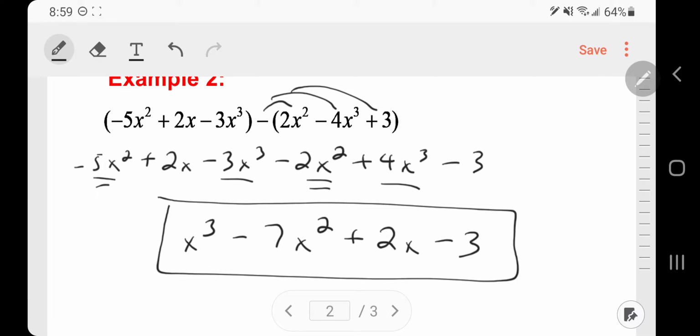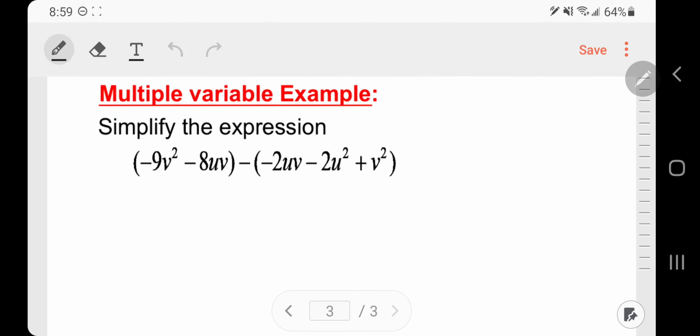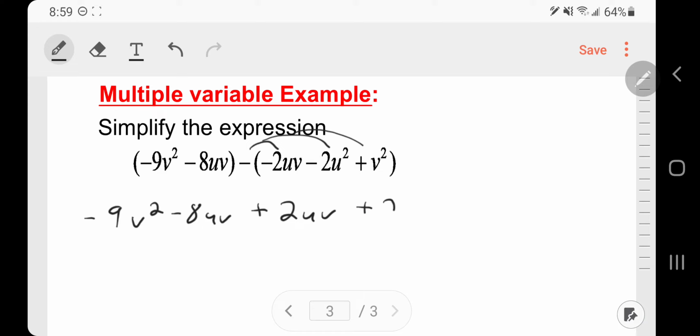All right, let's take a look at one that has multiple variables in each term. Same idea here. We have a subtraction question, so we're going to distribute this negative sign into our second parenthesis. We're going to bring the first one down. Okay, so this becomes a positive 2uv. This becomes a positive 2u squared. This becomes a negative v squared.